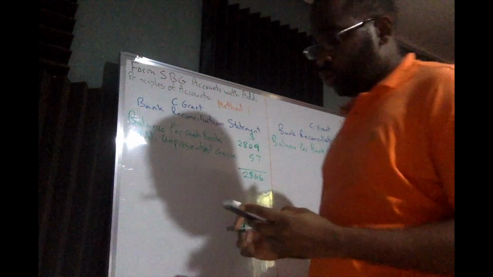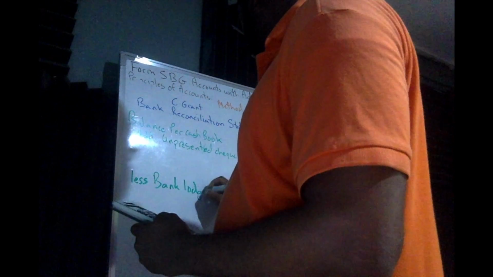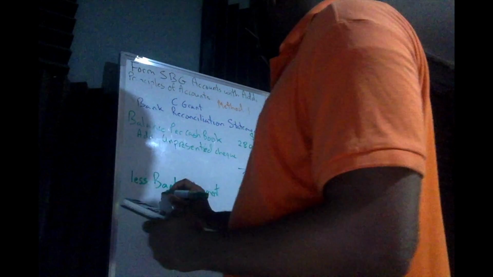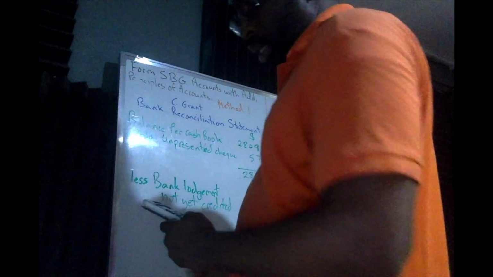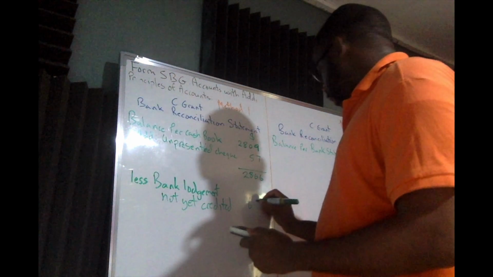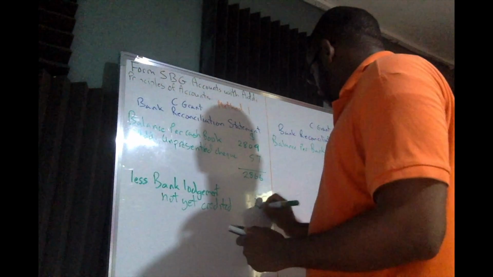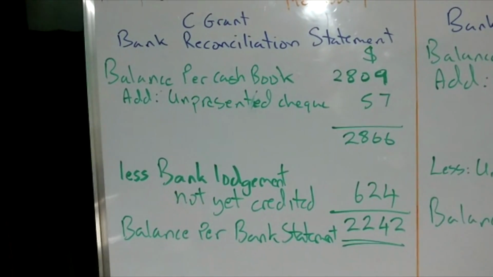And the next step, we're gonna less the bank lodgement that is not yet credited. That figure, based on the example, is $624. That's gonna less than $624. Method 2.